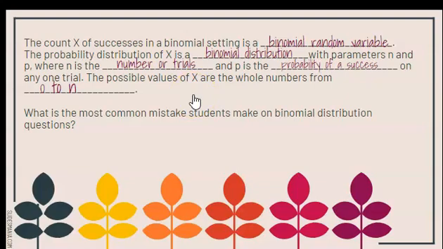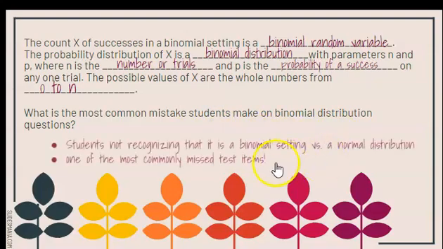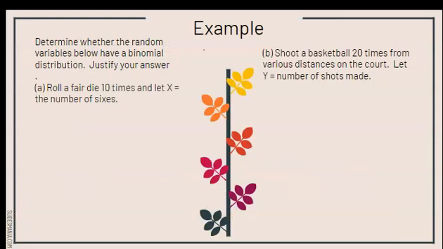Now, the most common mistake students make on these is missing the fact that it's a binomial distribution. They don't recognize that it's binomial. They think it's a normal distribution, and they proceed with normal calculations when they need to use binomial calculations. And honestly, it's one of the most commonly missed test items. So make sure you check the BINS every time before you jump to any conclusions, okay?